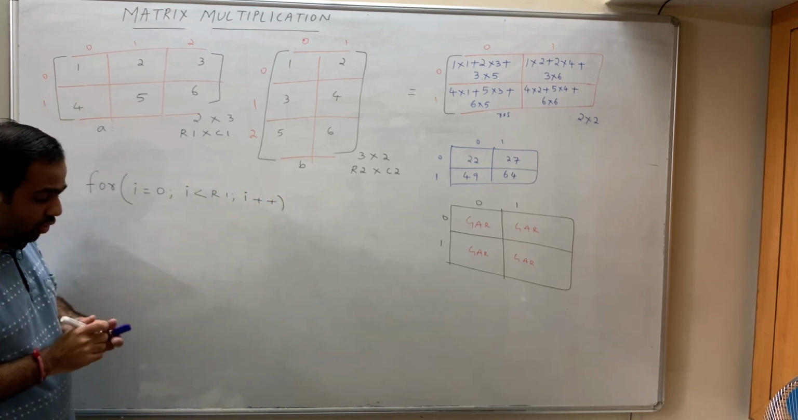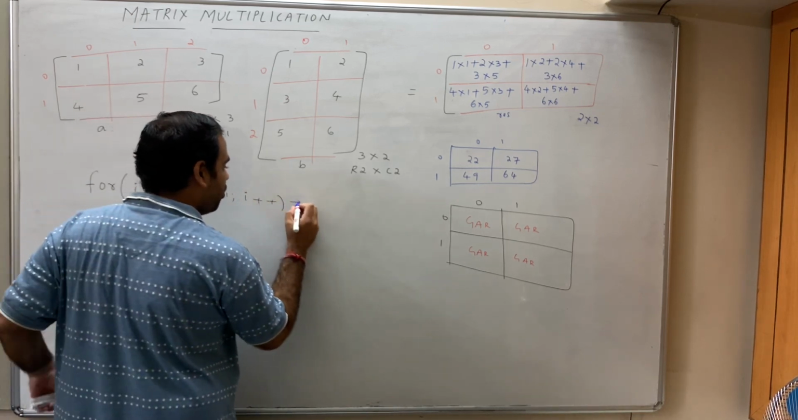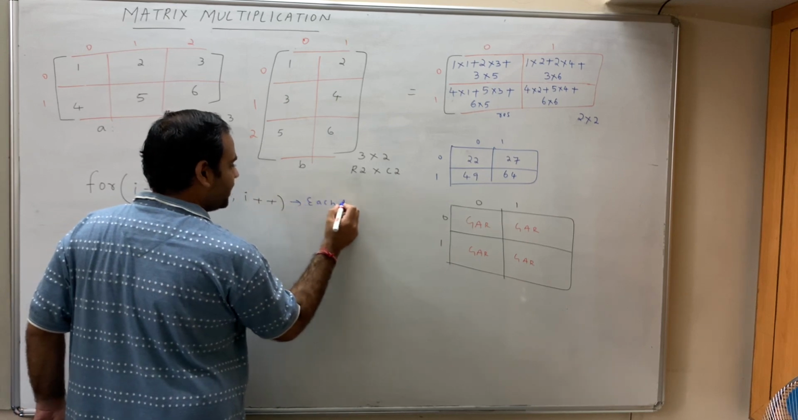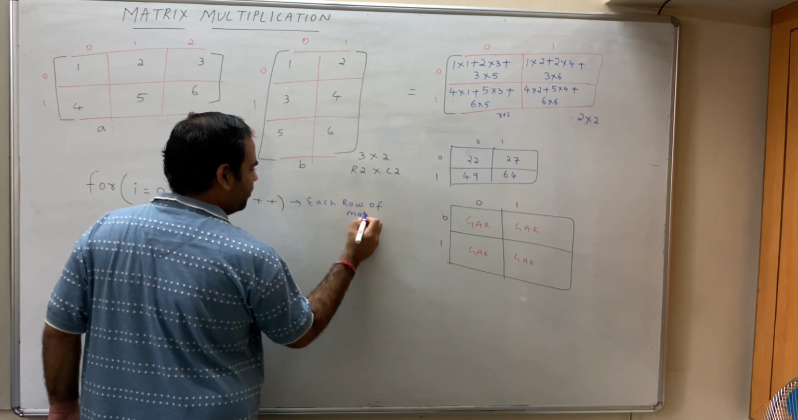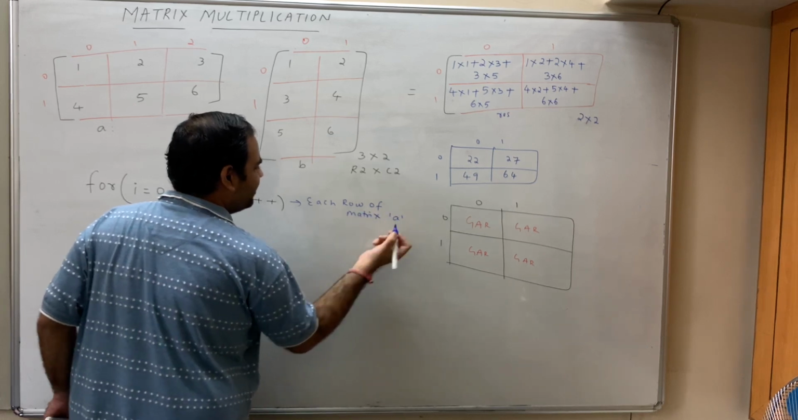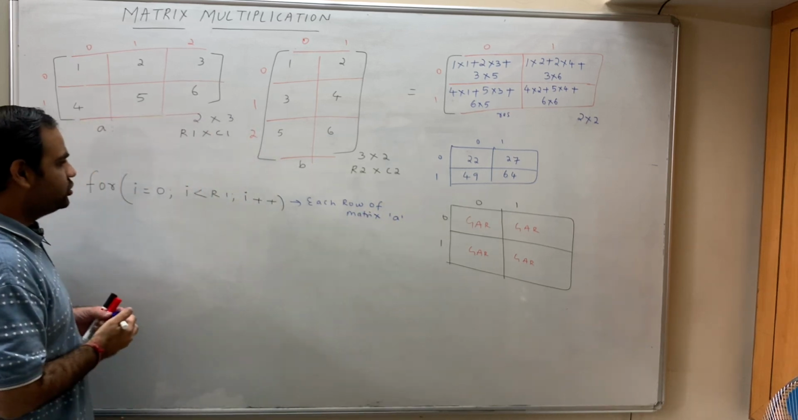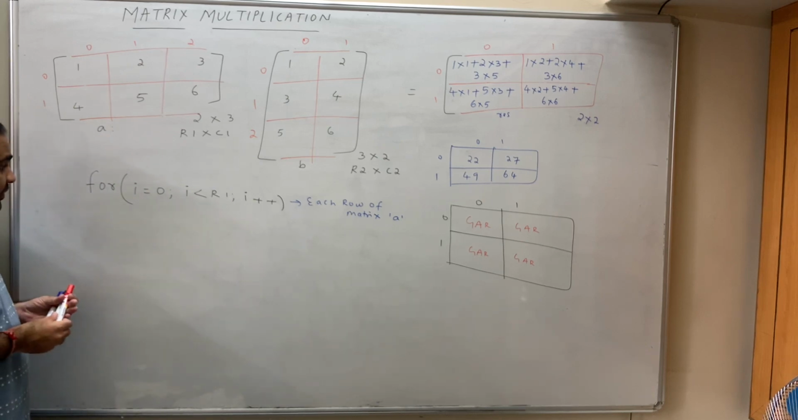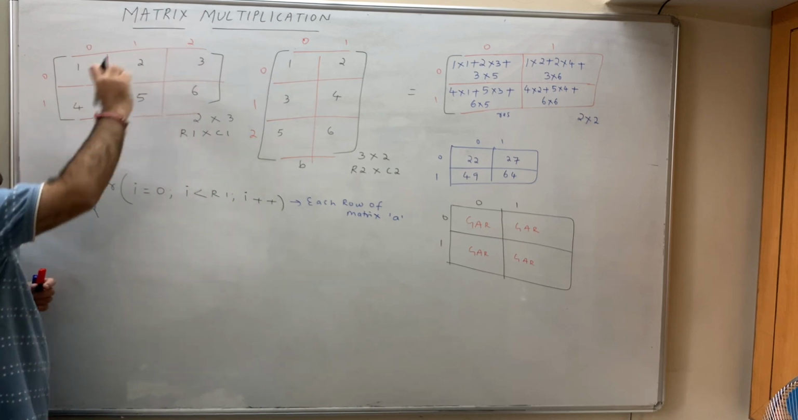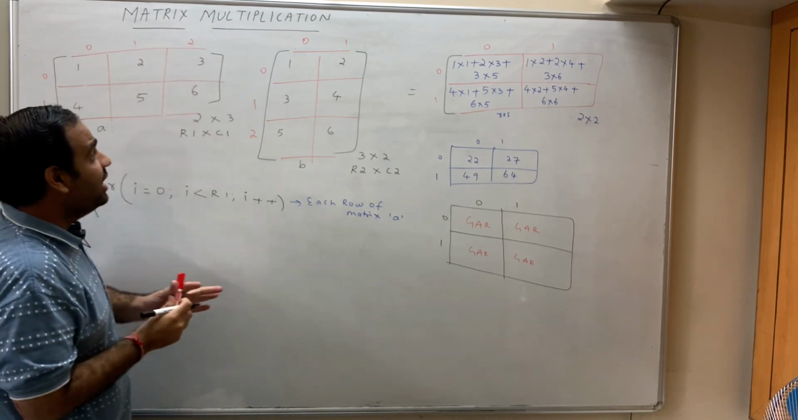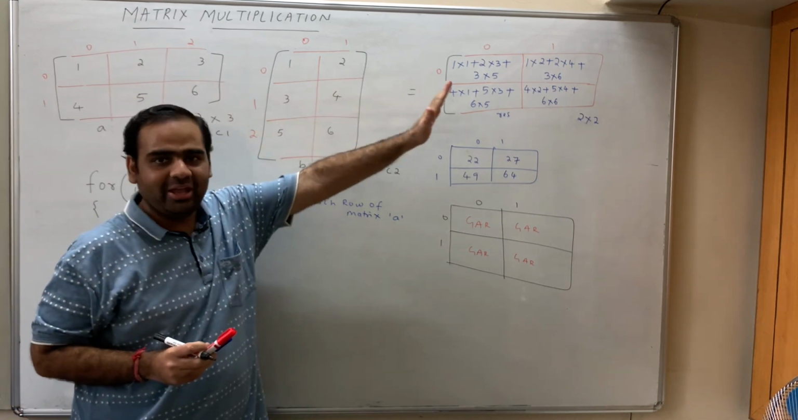What will it do? It will take each row of matrix A. Please understand this very clearly. This is a very simple and important question. Each row of matrix A is being taken. Now next, for each row of matrix A, I have to take each column of matrix B. Are you getting it?